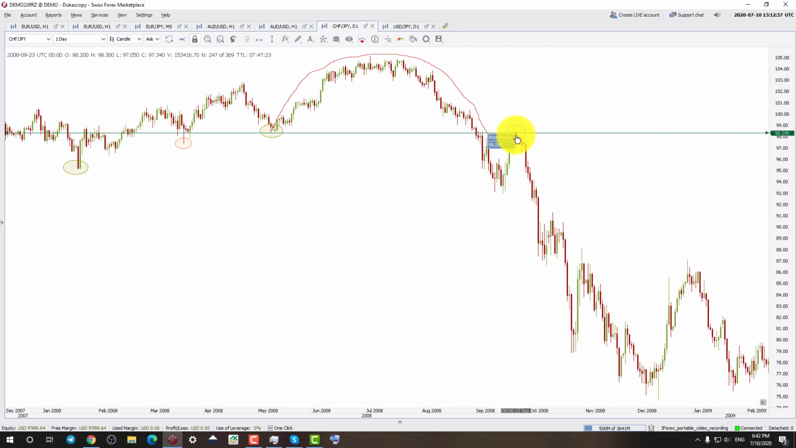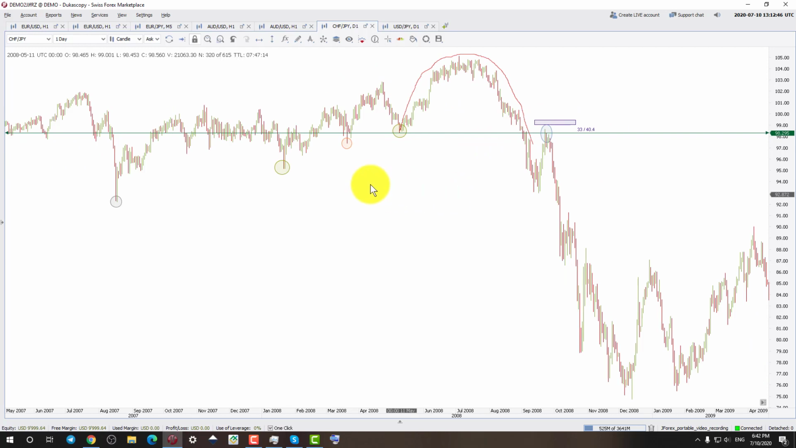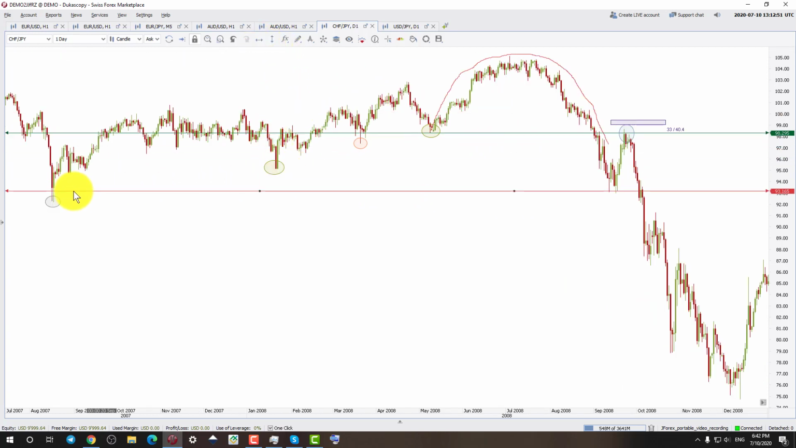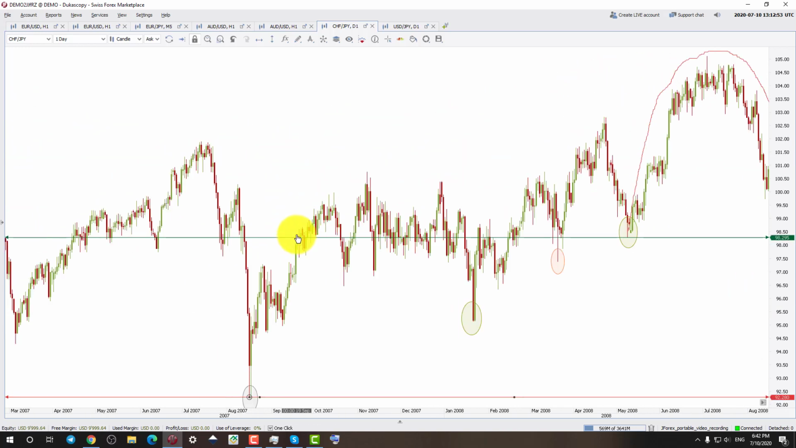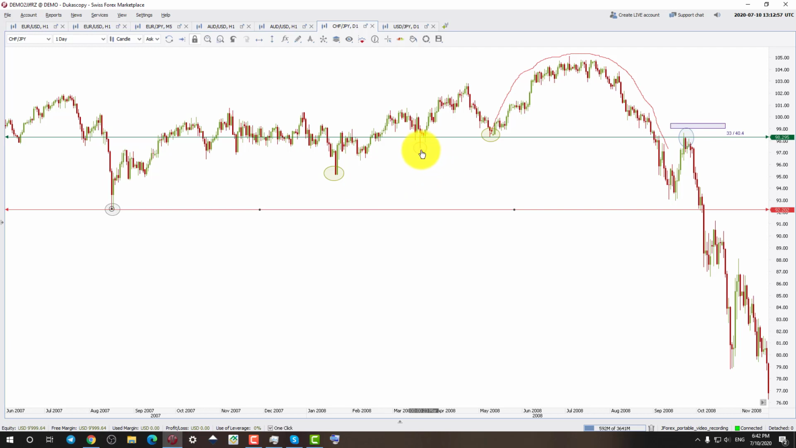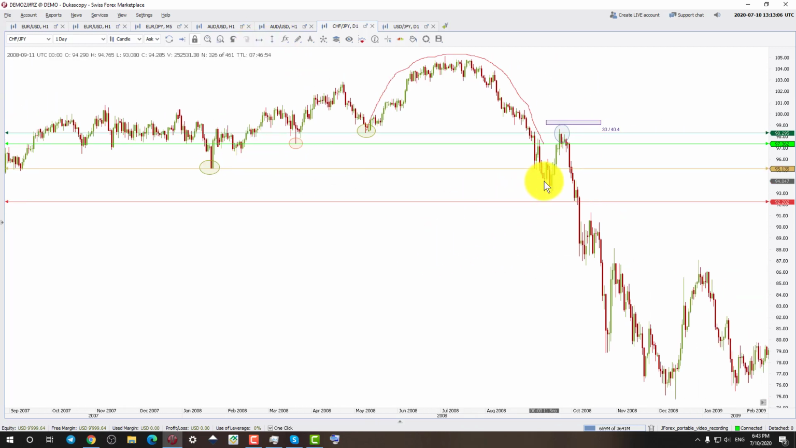So you will open a sell position here, your stop loss will be somewhere here, and your take profit will be the next low. In this case it was this one, and after that, no, first was this one, sorry, and the second was this one. So you had these three immediate targets. So it gives you a very good risk to reward ratio.